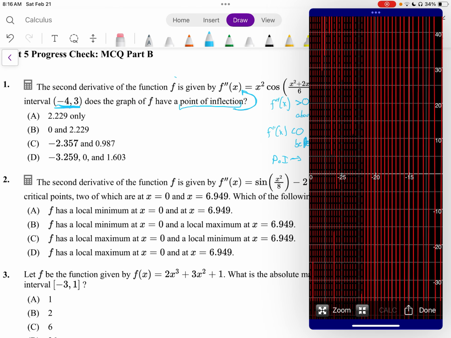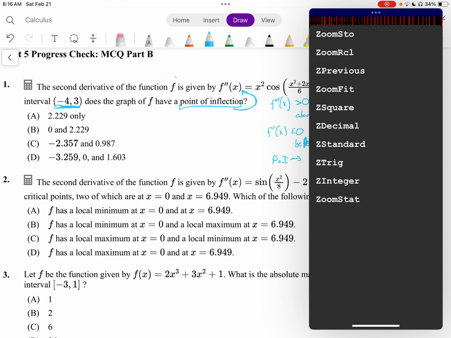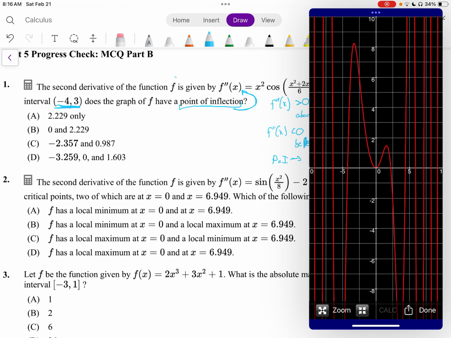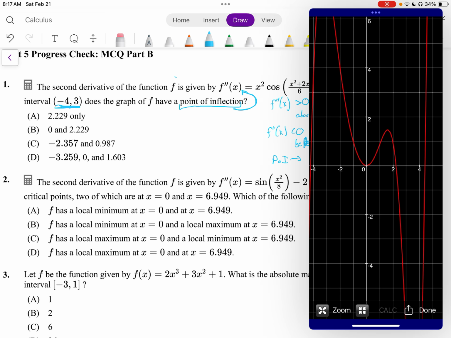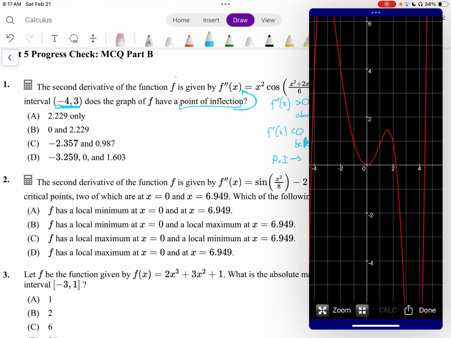That looks like a mess. Let's go ahead and zoom. Let's just go to our standard graph. I can zoom in on my own here. So we want to look between -4 and 3, and we're looking for where the second derivative crosses through the x-axis. It looks like it's just above 2. It crosses through the x-axis, and that is the only place it crosses through.